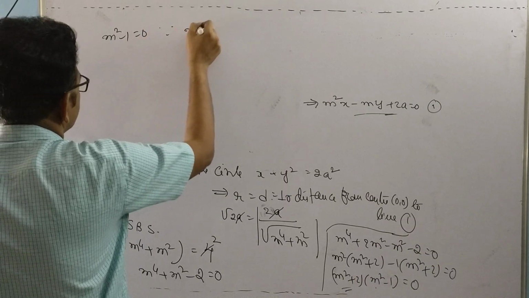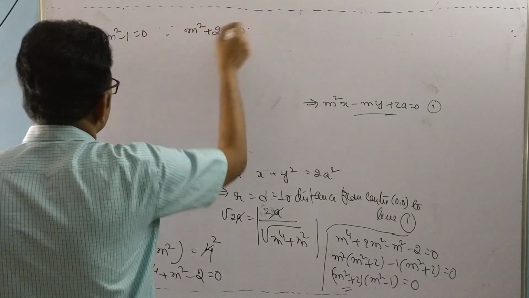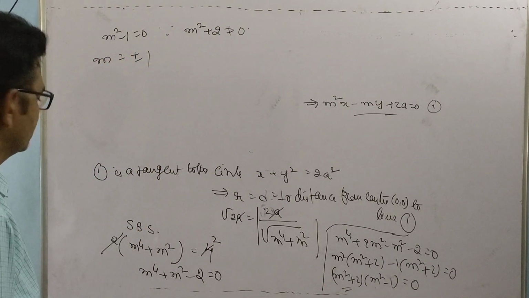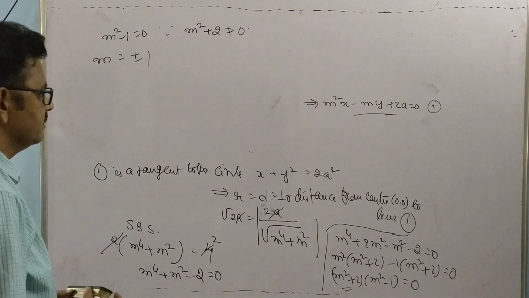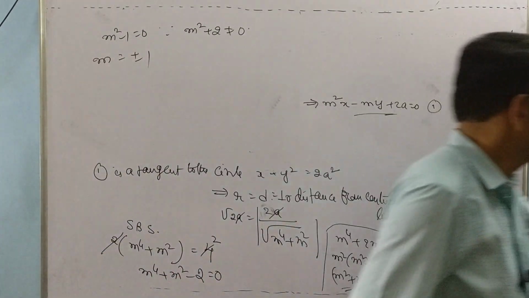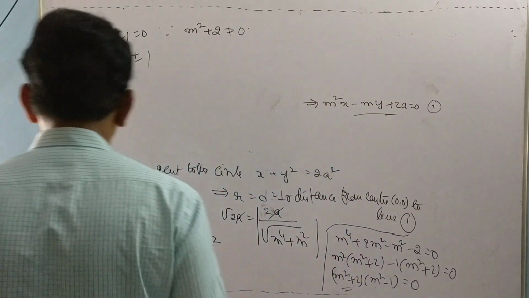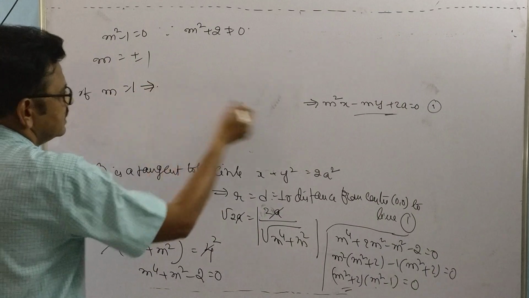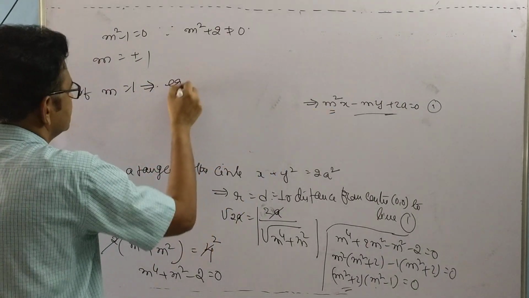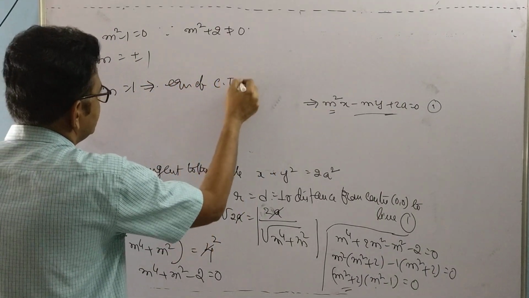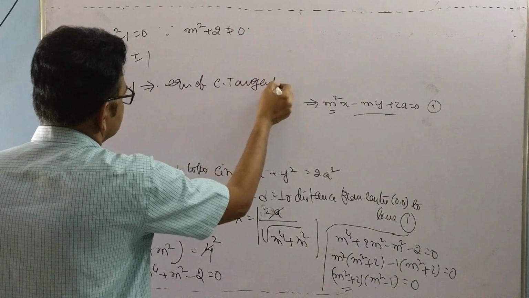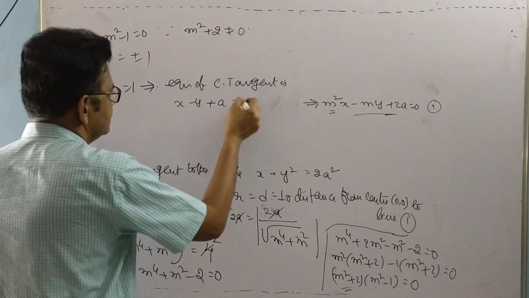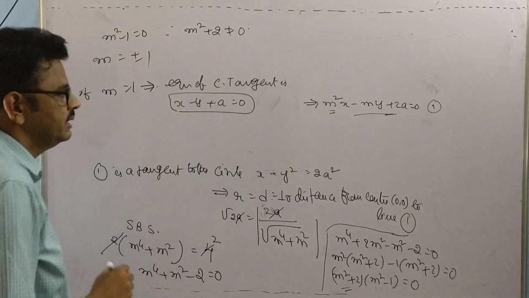Since m square plus 2 is not equal to 0, m is equal to plus or minus 1. Now if m is equal to 1, m equal to 1 implies equation of one tangent, equation of common tangent is x minus y plus 2a equal to 0. This is one common tangent.